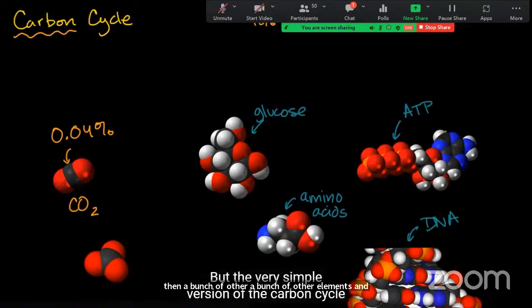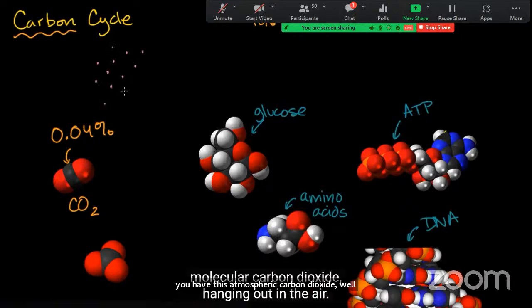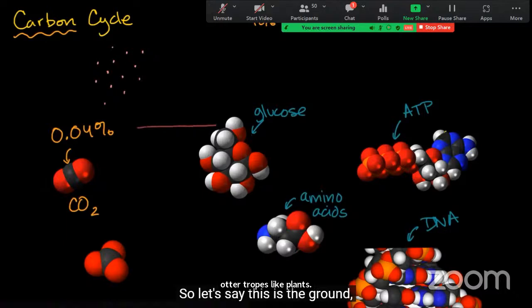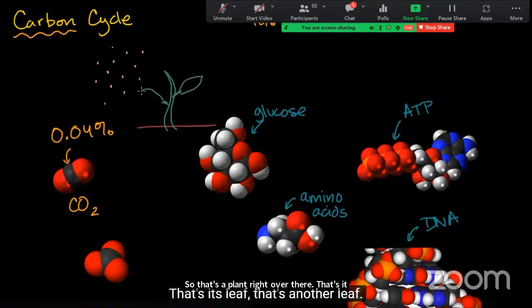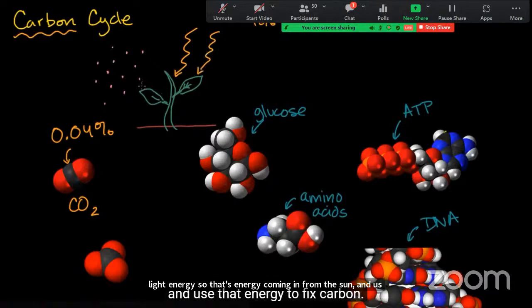But the very simple version of the carbon cycle is, okay, you have this atmospheric carbon dioxide, molecular carbon dioxide hanging out in the air, and you have autotrophs like plants. So let's say that this is the ground, and I have a growing plant. So that's a plant right over there. That's its leaf. That's another leaf. And the way that plants grow is they're able to take light energy, so that's energy coming in from the sun, and use that energy to fix carbon.